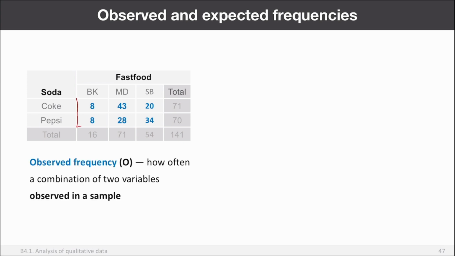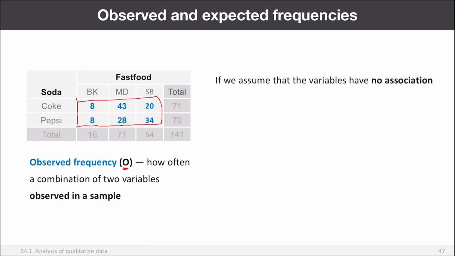This part of the contingency table that we computed using the table function, right? That's what is called observed frequencies. And then we will use the letter O in all our slides here in order to define this, right? So these are the observed frequencies. It's all combinations of the categories of two qualitative variables that we observe.